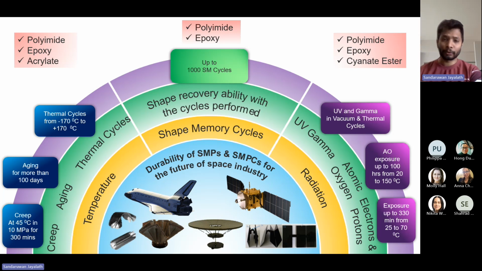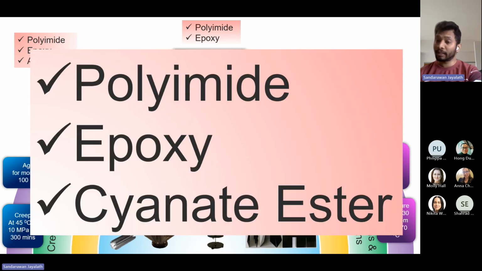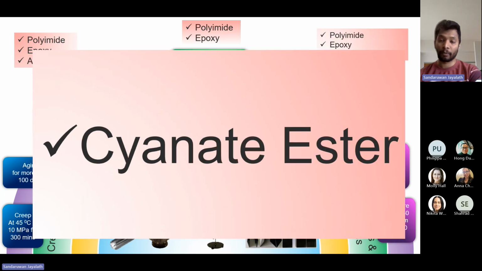By going through so much literature, we came across a few shape memory polymers: polyimide-based shape memory polymers, epoxy-based shape memory polymers, and cyanate ester-based shape memory polymers. After comparing these materials, we decided to go with cyanate ester-based shape memory polymers.